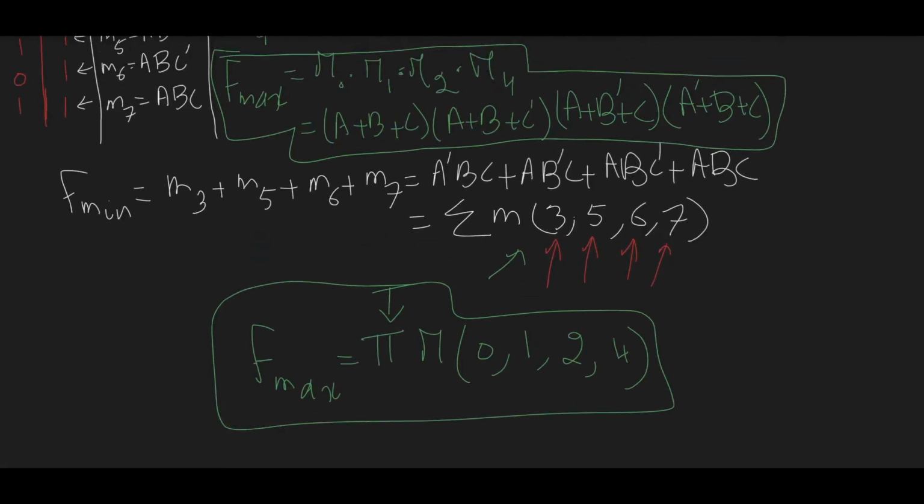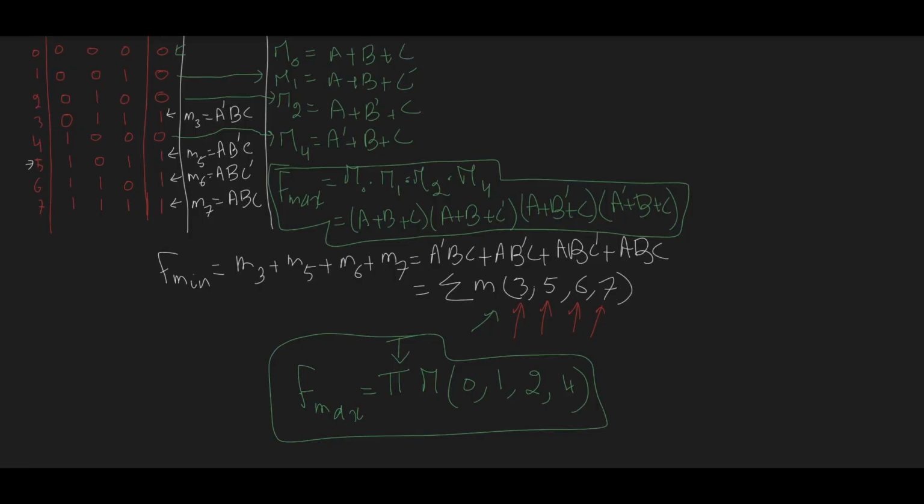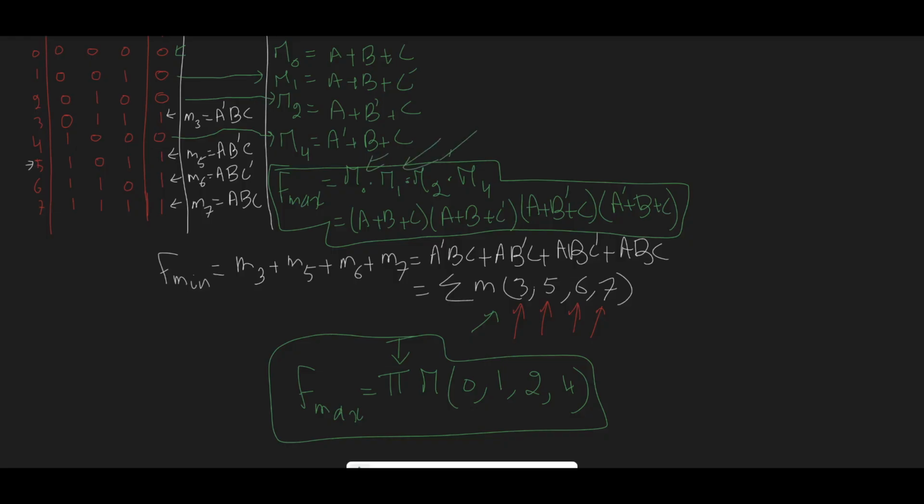So we can verify this by looking at what we obtained previously. It's the same. So that's M0, M1, 2, and 4.